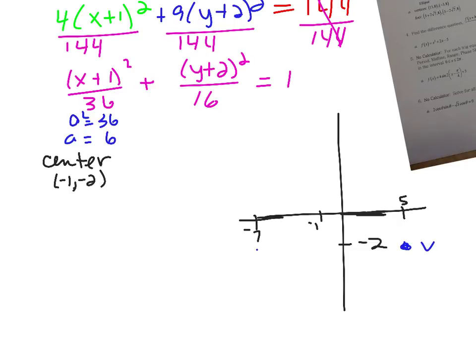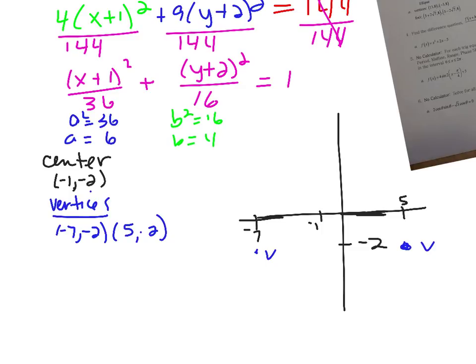So I have vertex, vertex. So let's write them down. Vertices are going to be negative 7, negative 2, and 5, negative 2. And the b value is going to be up and down now. So b squared is 16, so b is equal to 4. So from negative 2 up 4 puts me at positive 2. Down 4 puts me at negative 6.